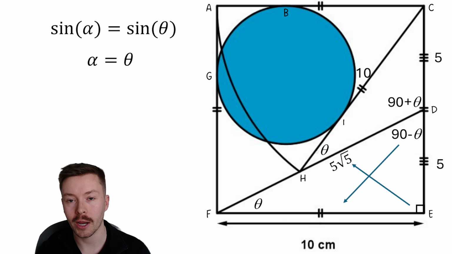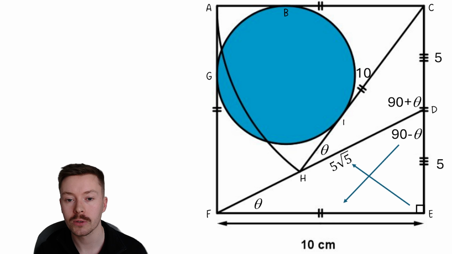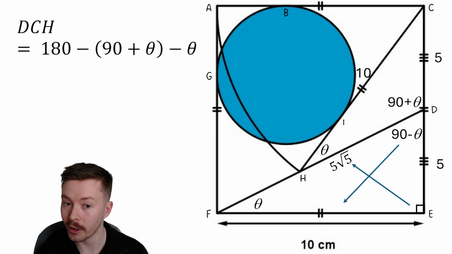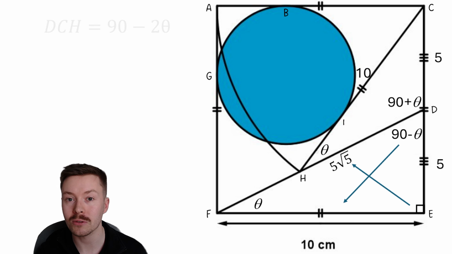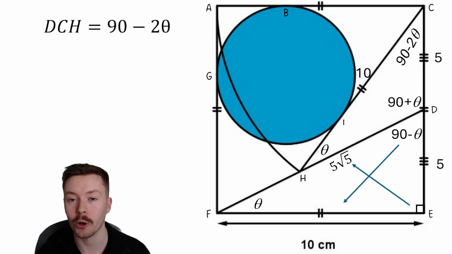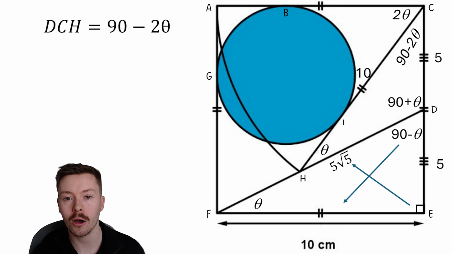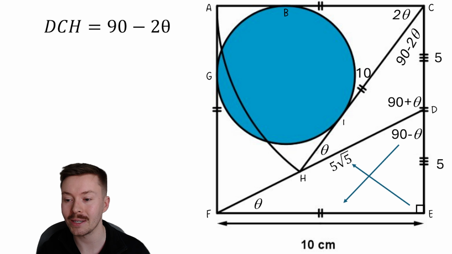Just like that. Now, I've then got two angles in the triangle CDH. So I'm going to work out the third angle, there you go, by doing 180 minus the two angles, 90 plus theta and theta. That gives me an answer of DCH being 90 minus 2 theta. Put that on the diagram. And because we've got a right angle at ACE, I do 90 minus 2 theta, gives me the other angle as being 2 theta. So BCI as being 2 theta.